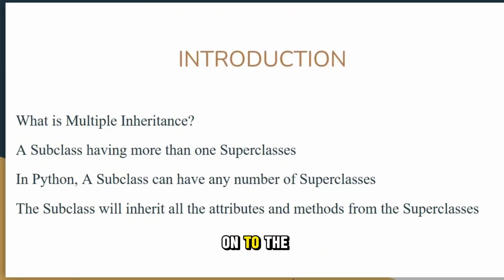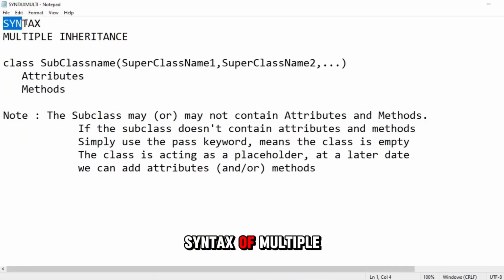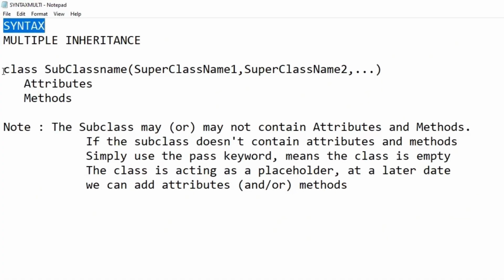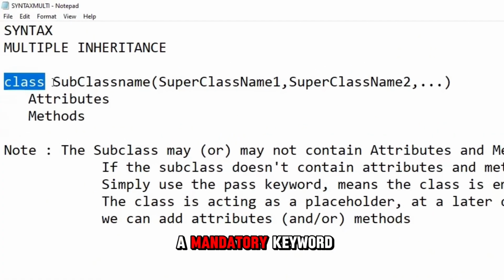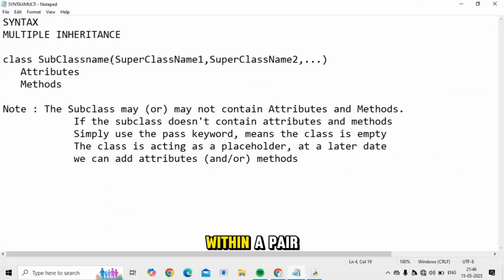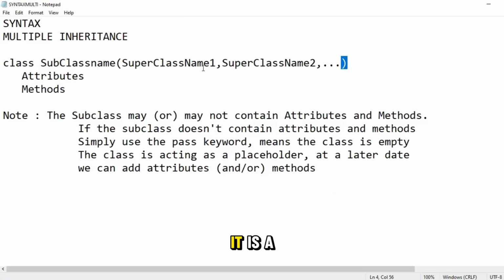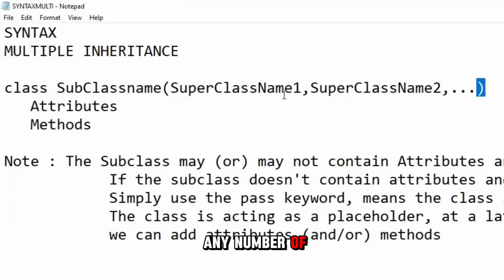Now we will move on to the syntax of multiple inheritance. Class is a mandatory keyword followed by the name of the subclass. Within a pair of parentheses, we have to mention the name of the superclasses. It is a comma separated list. We can have any number of superclasses.